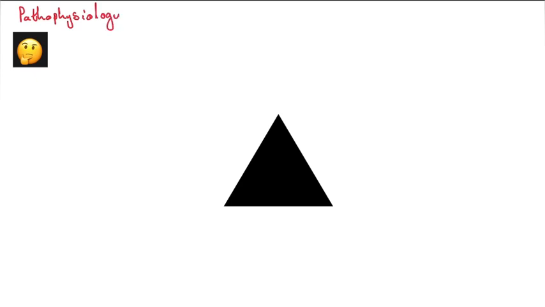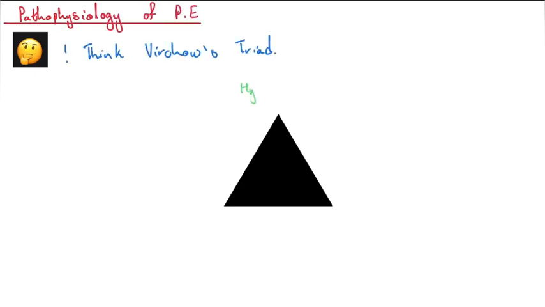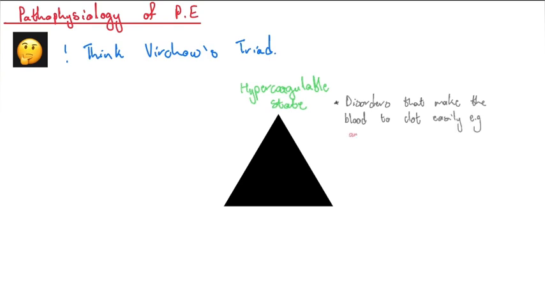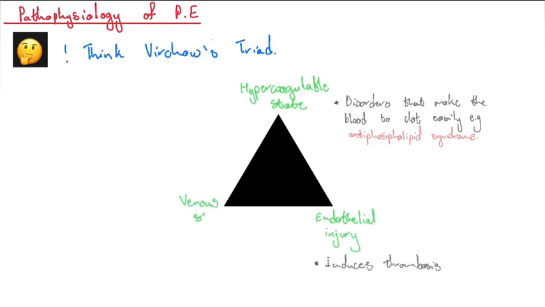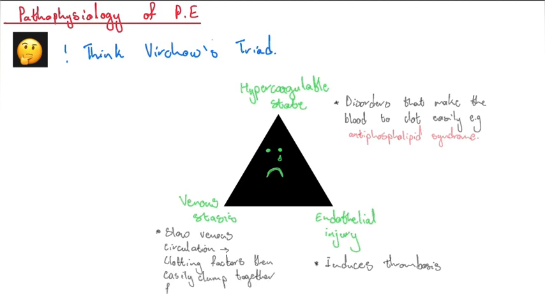When looking at the pathophysiology of a PE, think of Virchow's triad, which comprises three main factors or components that promote the formation of blood clots. The first component is hypercoagulability, which happens when a patient has a disorder that makes formation of blood clots more likely, such as antiphospholipid syndrome. The second factor is endothelial injury, which induces thrombosis. Lastly, we have venous stasis, where slowed venous circulation makes it easy for clotting factors to aggregate, forming a thrombus.